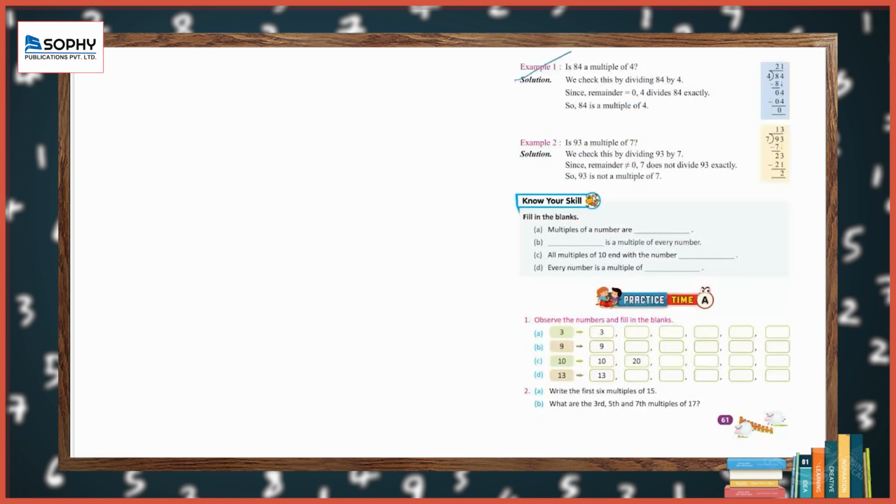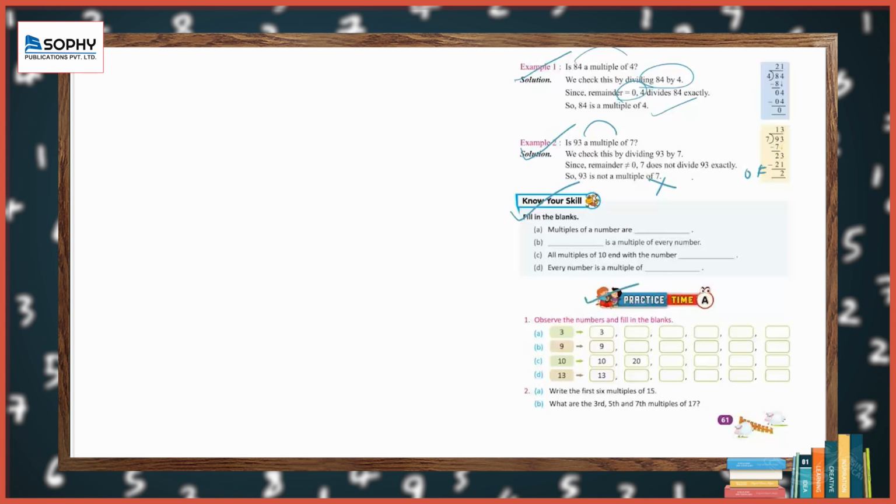Now let's look at example number 1. Is 84 a multiple of 4, students? Then we will check it by dividing. If the remainder equals 0, that means it is exactly divisible. So 84 is a multiple of 4. In example number 2, when 93 is divided by 7, the remainder is not equal to 0, students. So that means it is not a multiple of 7. Know your skill, students. Fill in the blanks. Multiples of a number: firstly the number itself, and there are unlimited.